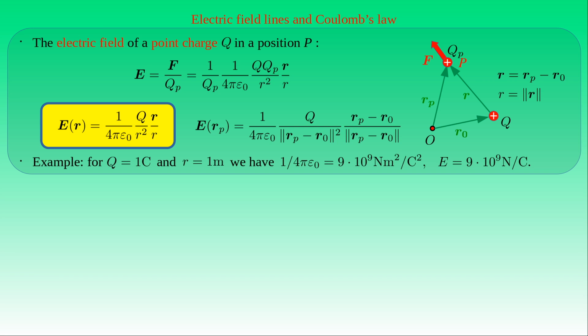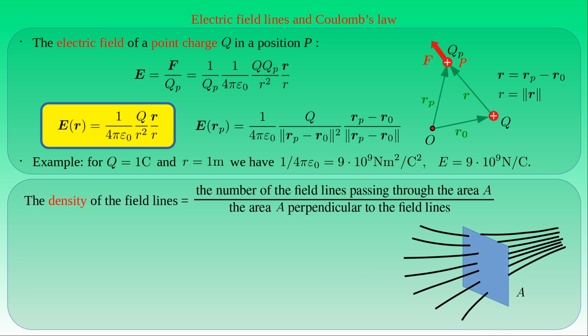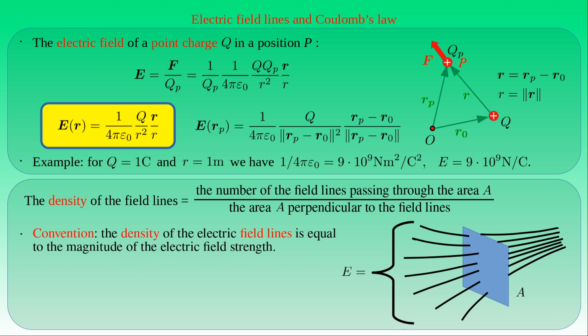Then we can specify the number of the field lines originating from the charge plus q or terminating at the charge minus q. This is equivalent to the specification of the density of the field lines, which can be defined as the number of the field lines passing through an area perpendicular to the field lines divided by the area. Now we accept the following convention. We draw the field lines in each point of the space such that the density of the electric field lines in a point gives the magnitude of the electric field strength E in that point.